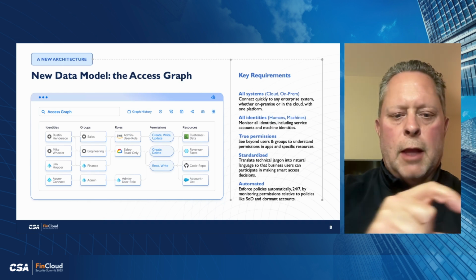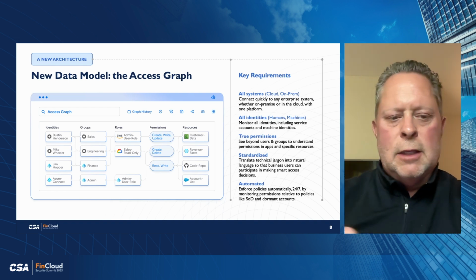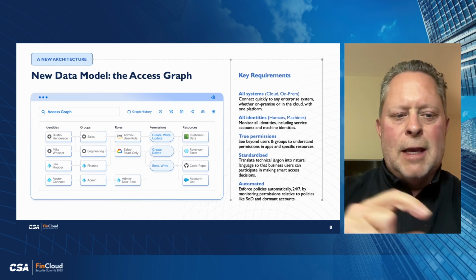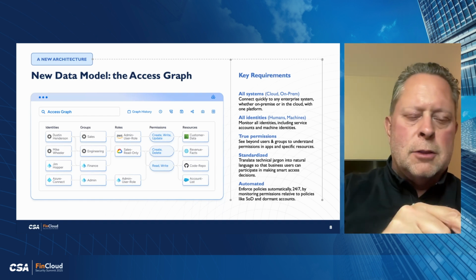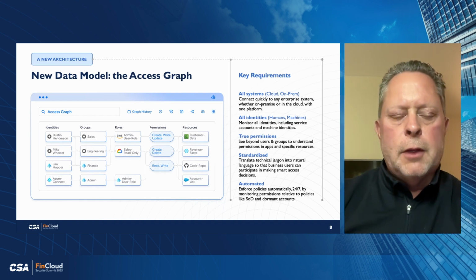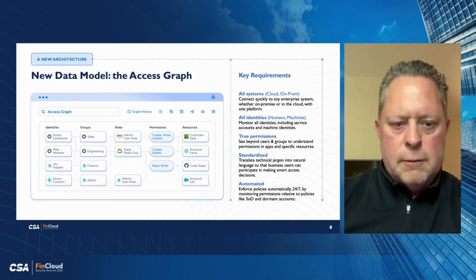The graph allows you to stitch these together and link these together so you can understand how identities get access all the way down to the resource level. You can start from the resource level and work back to the identities that have access to it. And you can understand based on these linkages how they get that access, how that access is effective.